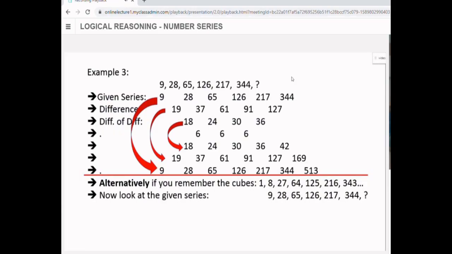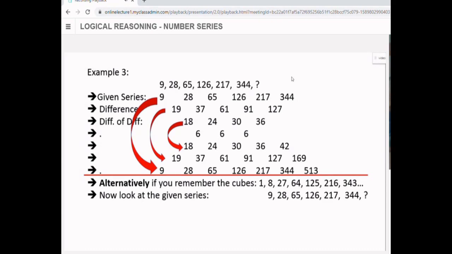Now look at your series: 1, 8, 27, 64, 125, 216, 343, and so on. They are the cubes. Now look at the series. I wrote it purposely. Below 8, there is a 9. Below 27, there is 28. Below 64, there is 65. 125, below that 126. 216, below that 217. 344 and question mark.